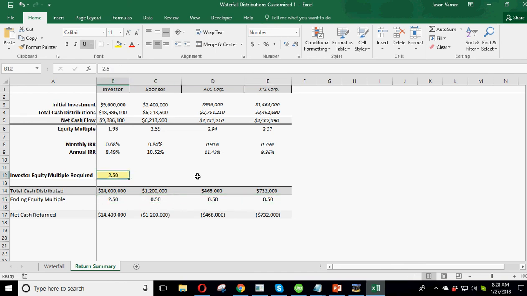So let's put this back down. Let's say their equity multiple is 1.98. If our hurdle or our required equity for the investor is 1.5, then you can see now everything is split just like it is up here. And the investor's happy because they got the 1.5 multiple, and then they're happy because they're getting their promotes.